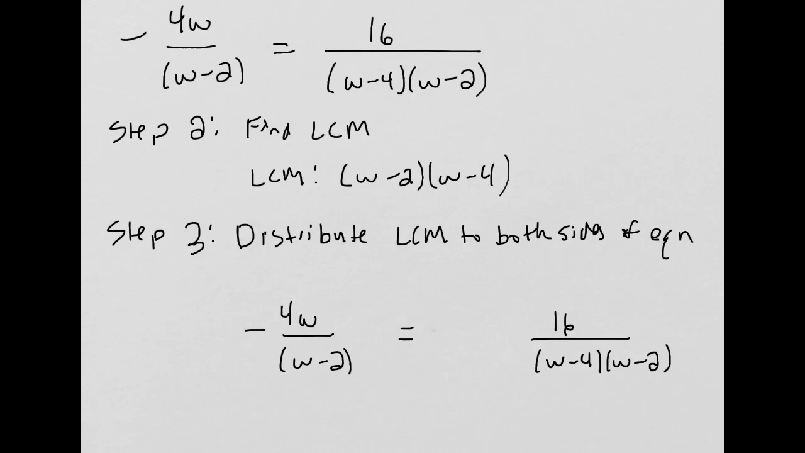So I've just written out the next step, which is, again, we're going to distribute that least common multiple to both sides of the equation. So what I've done is just rewritten our equation. I've left a little bit of extra space because what I'm going to do is multiply both sides by our least common denominator. So I start by just putting each of my original terms in parentheses, and then I'm going to multiply both sides by w minus 2 times w minus 4 over 1.